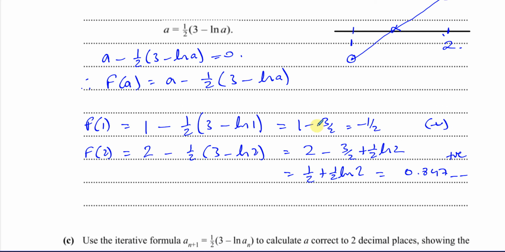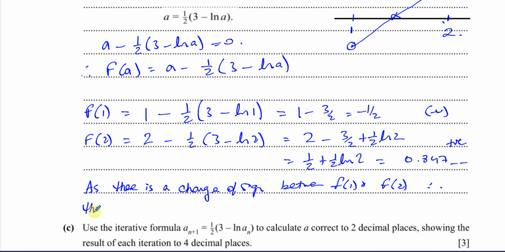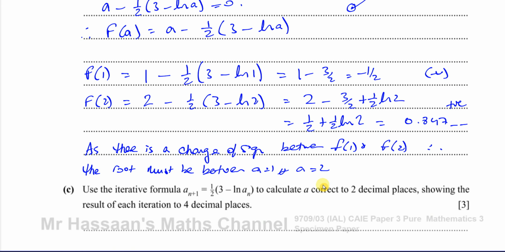So what we should write is a little statement to explain, and what they're looking for is this little phrase: there is a change of sign between f1 and f2, therefore the root must be between a equals 1 and a equals 2, something like that. So the root must be between a equals 1 and a equals 2, or we can say between 1 and 2 if you want.